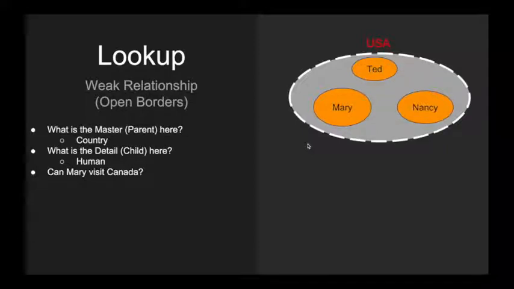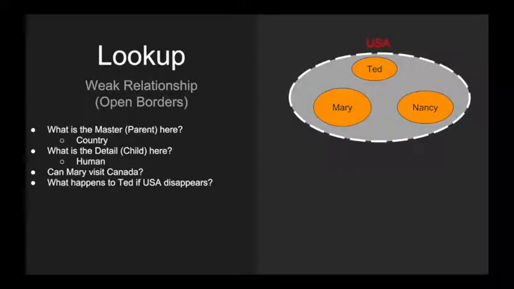Can Texas say, hey, I want to be part of Canada? No. It's a master detail relationship. It's a strong relationship. And lookup, by default, it's a weak relationship. The child record is not constrained. The child record is not locked in to the parent record. If we want, we can make it to be locked in, but by default, it's not.